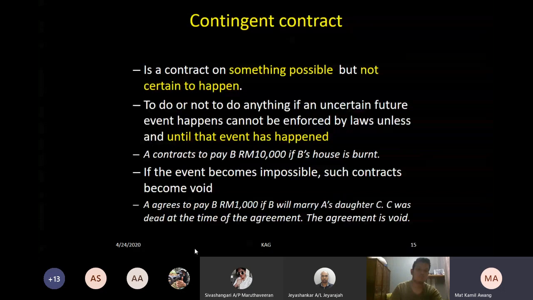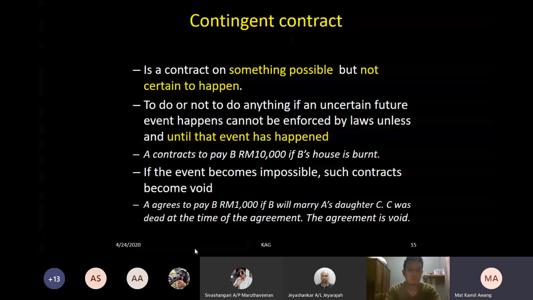What is a contingent contract? It's a contract on something possible but not certain to happen. So this is a type of contract. A contingent contract is like insurance. Insurance is actually a form of contingent contract. It's a contract with regards to something which possibly happens, but you are not certain this thing will happen. For example, you have a contract with an insurance company to pay you 1 million if your house is burnt. So that is a contingent contract.